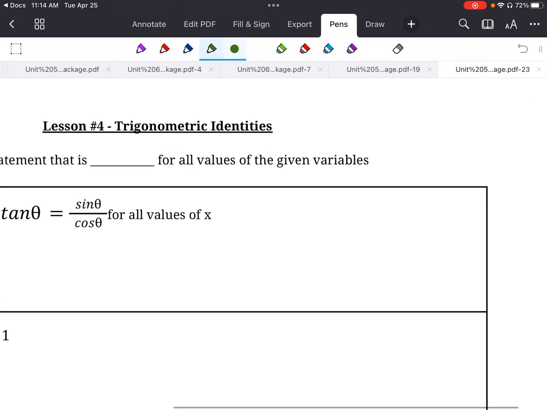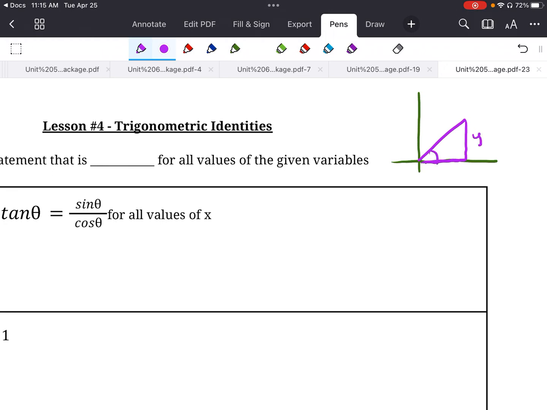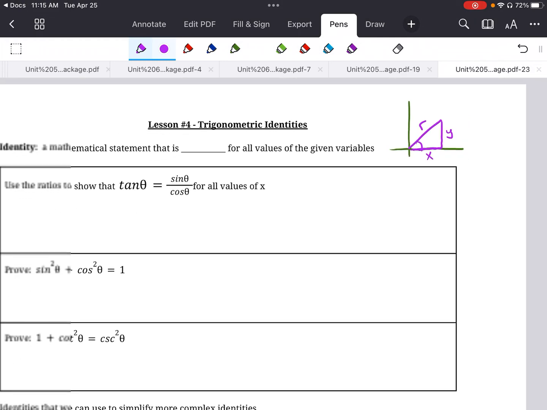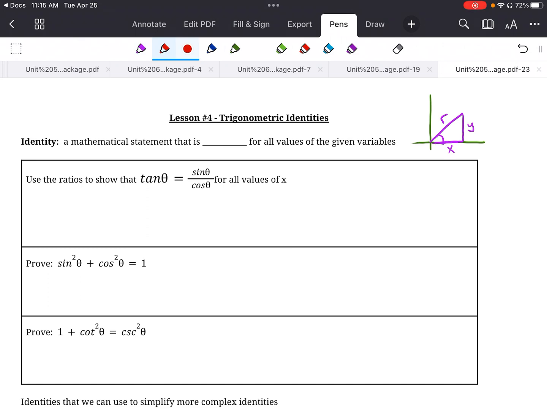So before we get started, I just want to remind you that when we have a triangle on our Cartesian plane, we will be working with y, x, and r. And this is going to help us understand trig identities. So the identity is a mathematical statement that is true for all values of the given variables. So we're going to use the ratios from our triangle in the Cartesian plane to show that tan theta equals sine theta over cos theta for all values of x.